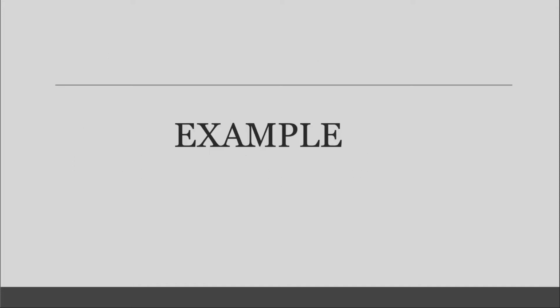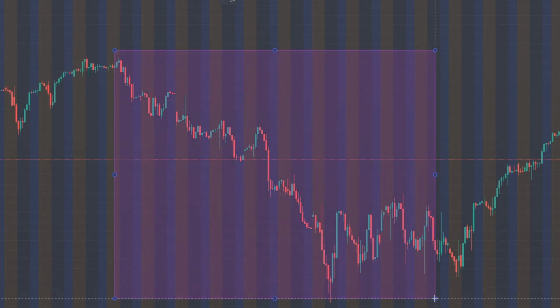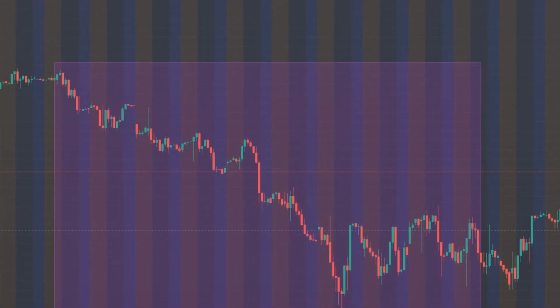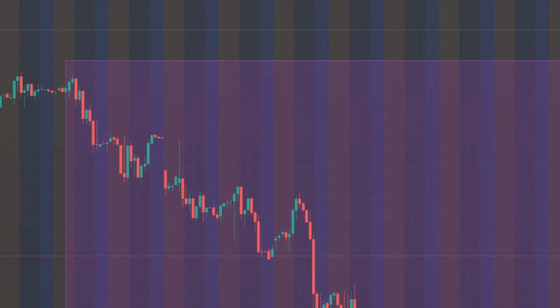Let's take a look at an example. In this example, we have quickly identified a downtrend on a large time frame. So what exactly do we do in this case? Well, when it comes to trend lines, on a downtrend, on a large time frame, we start from the high red candle body or wick. You can do both, one or the other.